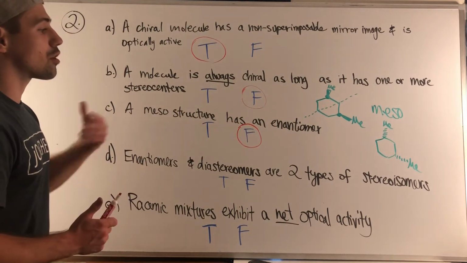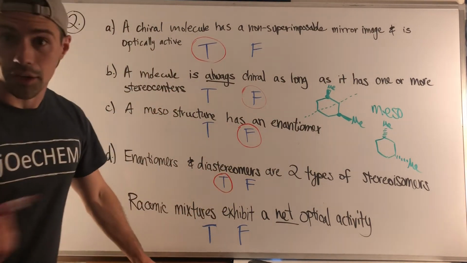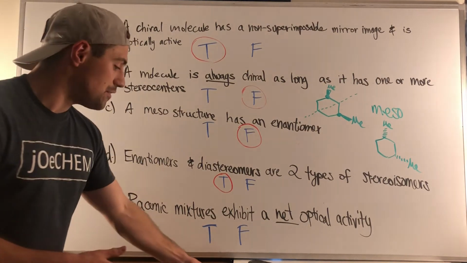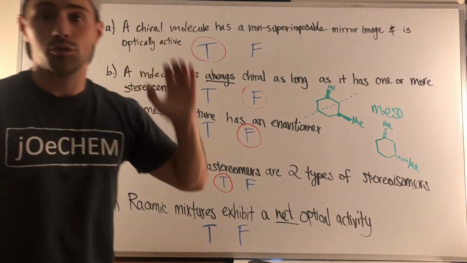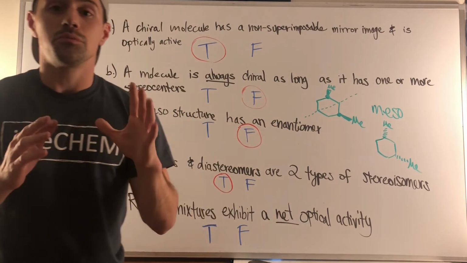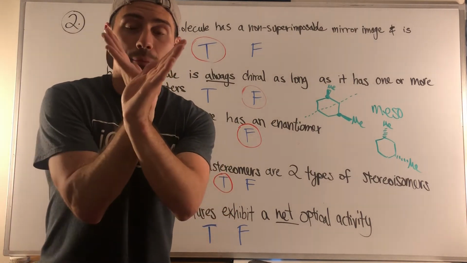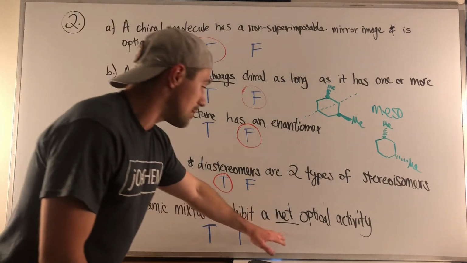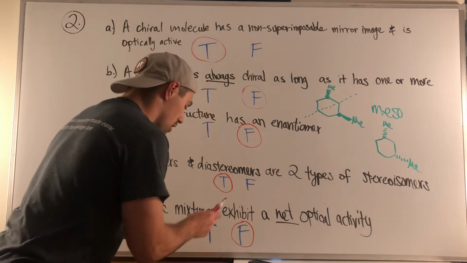D: enantiomers and diastereomers are 2 types of stereoisomers. Again, a definition, these are the 2 types of stereoisomers. E: racemic mixtures exhibit a net optical activity. Remember, a racemic mixture is when you have 50% of one enantiomer and 50% of the other. Chiral structures in solution will bend the plane of polarized light. Enantiomers have the same properties, but they bend the plane of polarized light in different directions in equal amounts. So, will a racemic mixture exhibit net optical activity? No, it's going to have 0 optical activity. So false, they will counteract each other completely and equally.